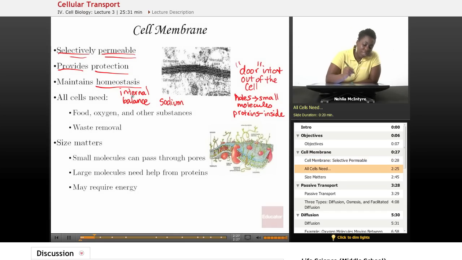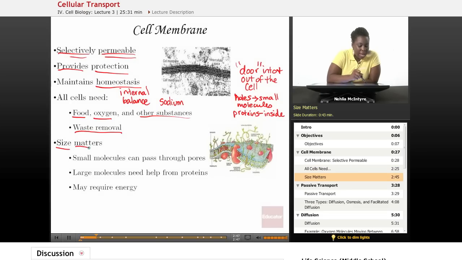Now, all cells need food, oxygen, and other substances to function. It also needs a way to remove waste materials, and that is what the cell membrane provides. It provides a way for that cell to get everything it needs in order to function.